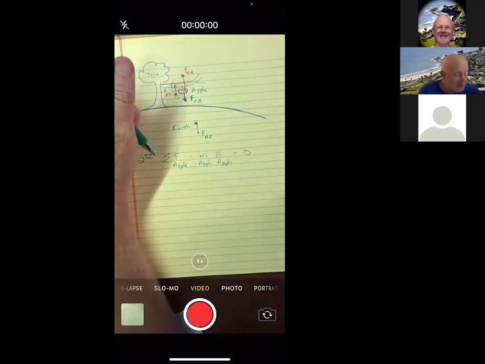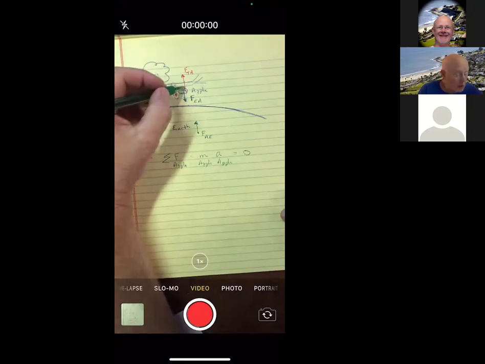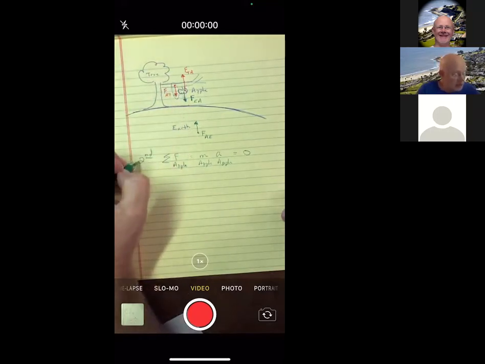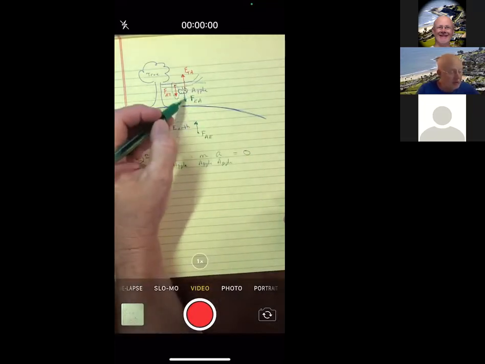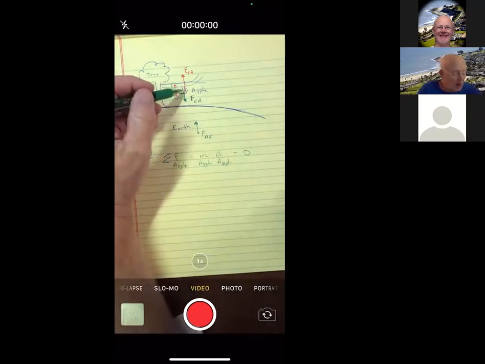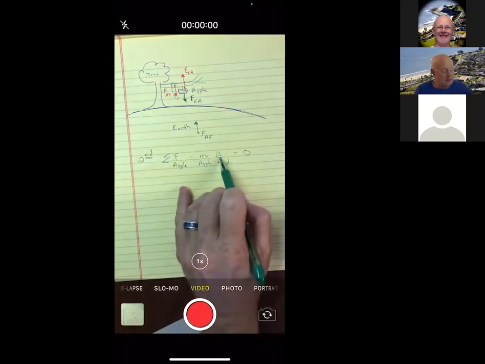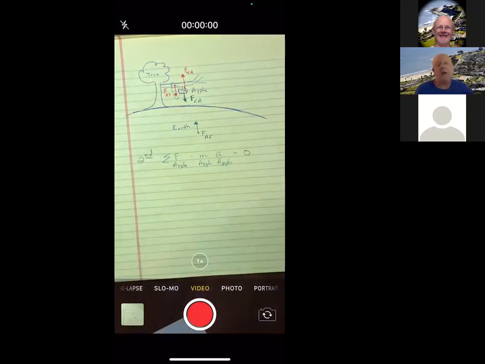And notice I said they were equal because of Newton's second law, not the third law. The two red ones are equal because of the third law. The two green ones are equal because of the third law. But why I'm saying the red and the green one are equal is because there's zero acceleration, which is the second law.